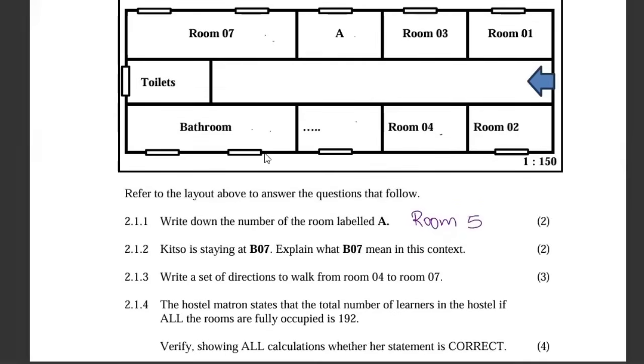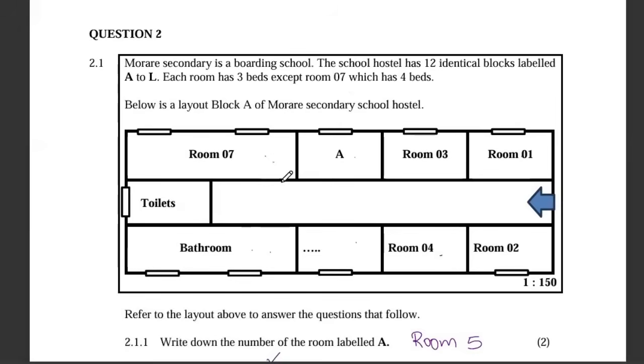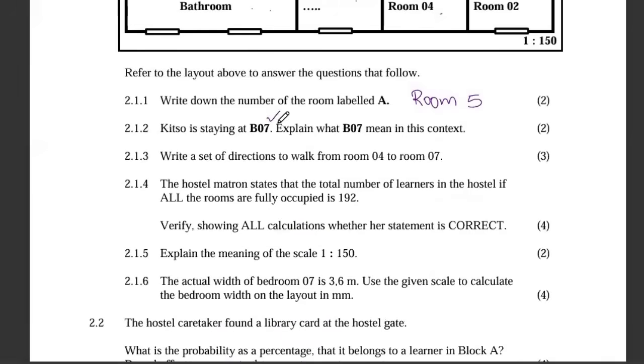Kuto is staying at B07. Explain what B07 means in this kind of context. Now, they said this is block A. The secondary school state has 2 blocks labeled from A to B. So B will be the block, and 07 becomes room 7.